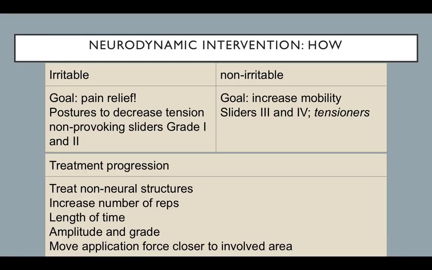If a symptom or condition is irritable, the goal is pain relief. We will use postures to relieve tension or compression on the nerves, as well as non-provoking sliders. You can almost think of it as grade 1 or 2 mobilization. In non-irritable conditions, our goal is to improve the symmetry of the test to the other side, with minimally provoking sliders progressing into tensioners. Some patients may never get to tensioners, and we will discuss this more in lab. Treatments may be progressed by changing the reps and times, amplitudes and grades, and order of movement.